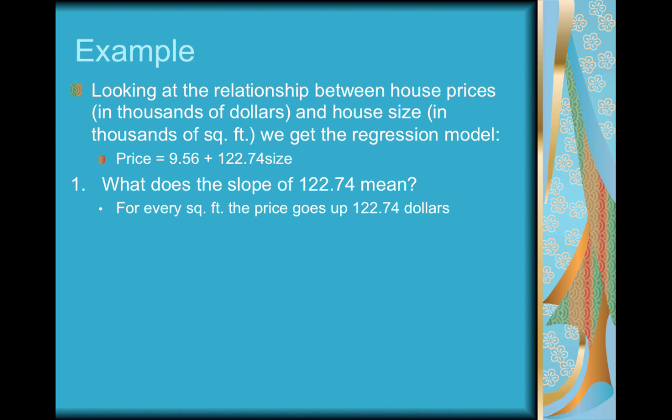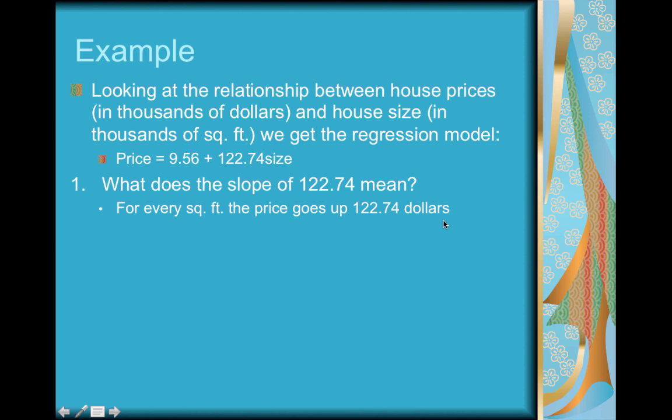So the first thing we want to know is, what does the slope of 122.74 mean? Well, in this case, it means that for every square foot, the price goes up $122.74. We always interpret the slope as the unit of x will either increase or decrease by the slope using the units of y. So for every square foot, which is the unit of x, the price goes up, because we're adding, by the slope, 122.74, and then we use the y unit.